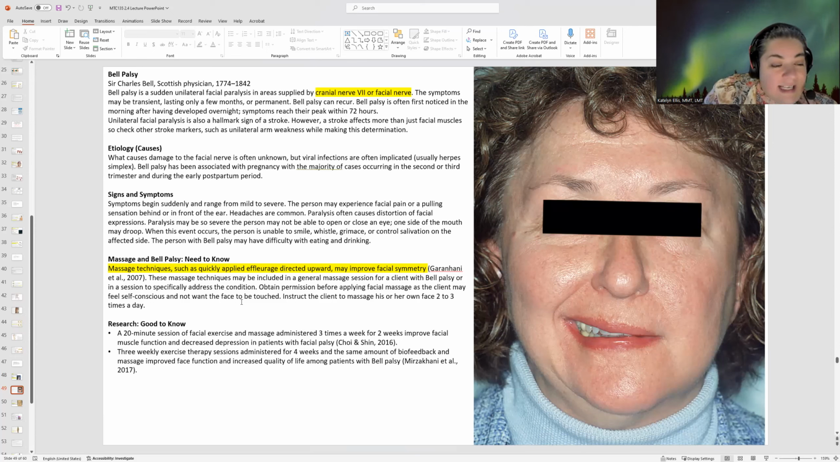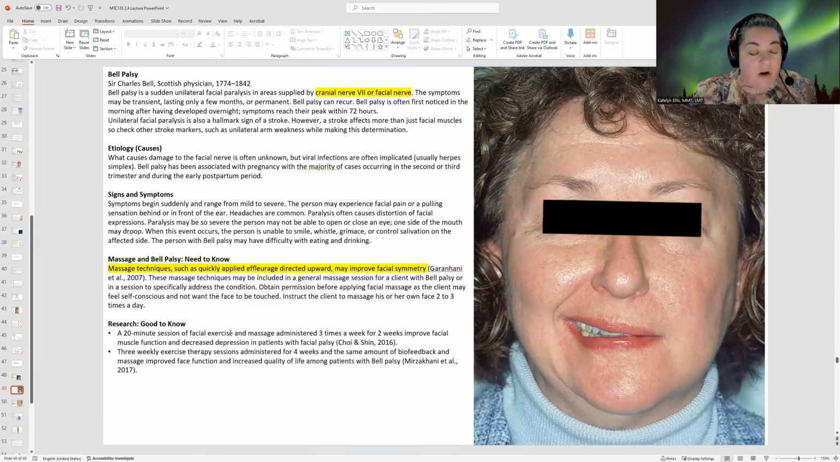All right. Massage techniques such as quickly applied effleurage directed upward on the affected drooping side might improve facial symmetry. I would look up quick lymphatic drainage techniques for the face as well. Those types of techniques do tend to help people with Bell's palsy. If you're interested in this, there are techniques that you can learn to specifically address this condition. But before you do this, obviously obtain permission before applying facial massage because they may feel self-conscious and not want their face to be touched.